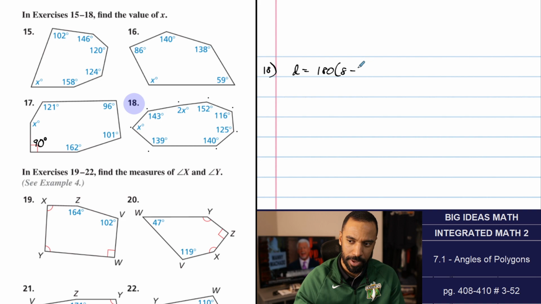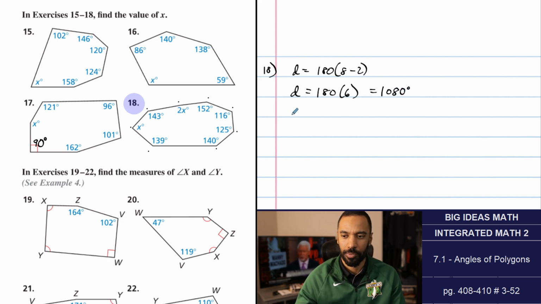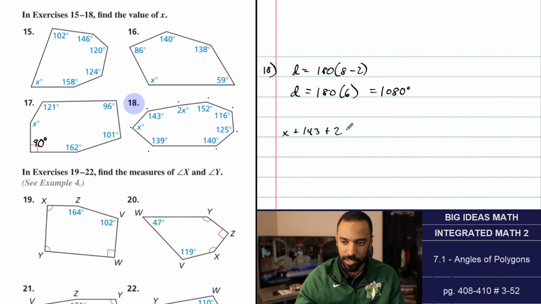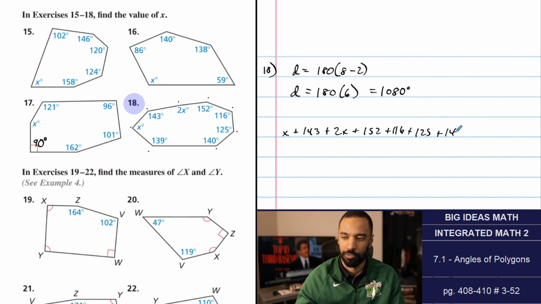180 times 8 minus 2. Yeah. It says 180 times 6, which is 1080. And if you forget, then redo it, right? So here we go. Let's do x plus 143 plus 2x plus 152 plus 116 plus 125 plus 140 plus 139 equals 1080. You might be asking, Mr. Robinson, is there a faster way to do this?